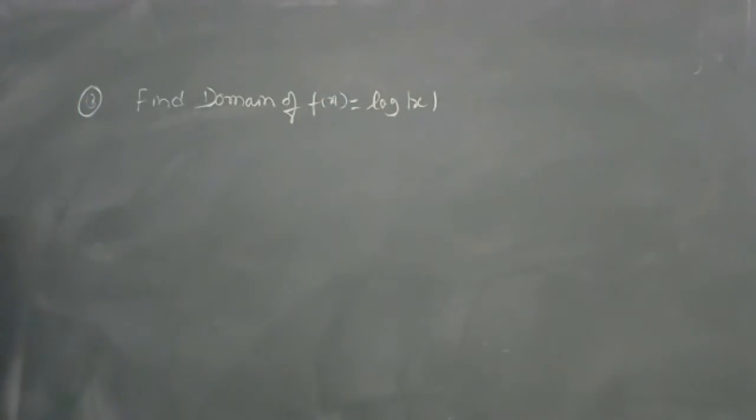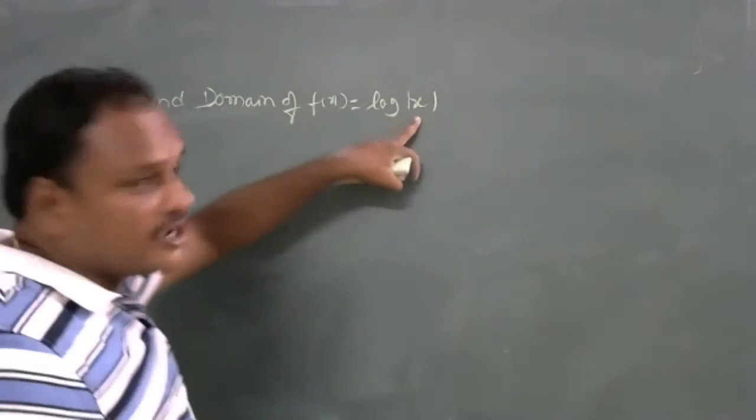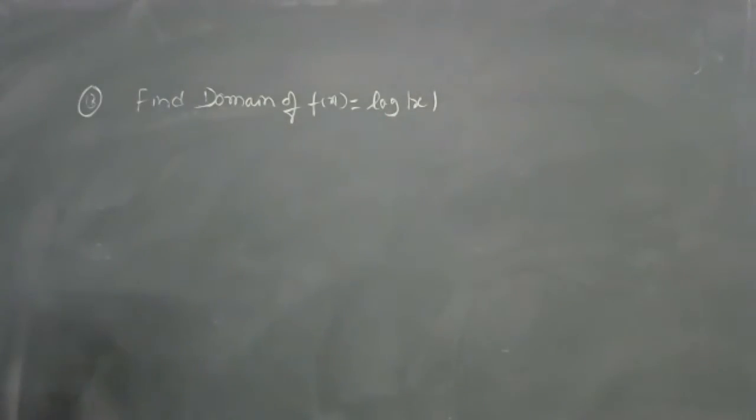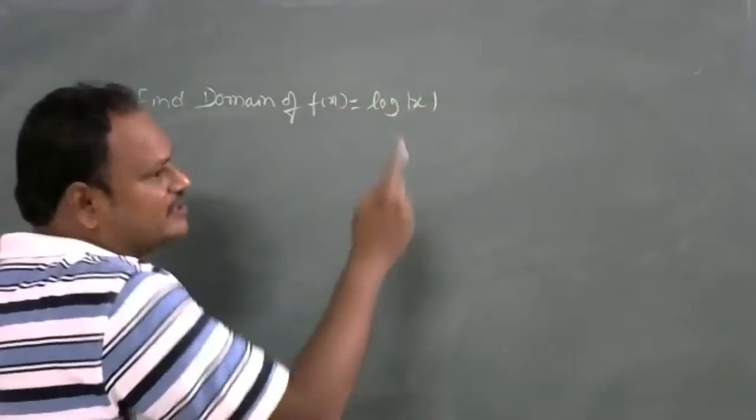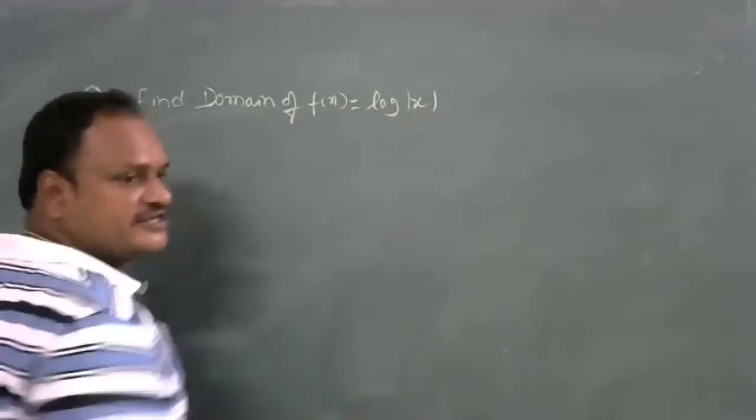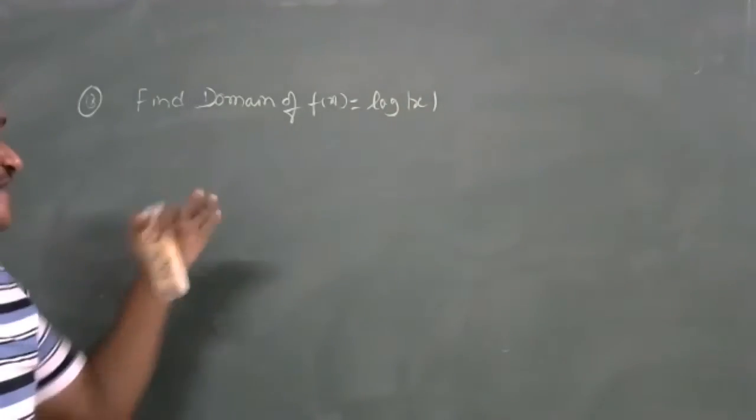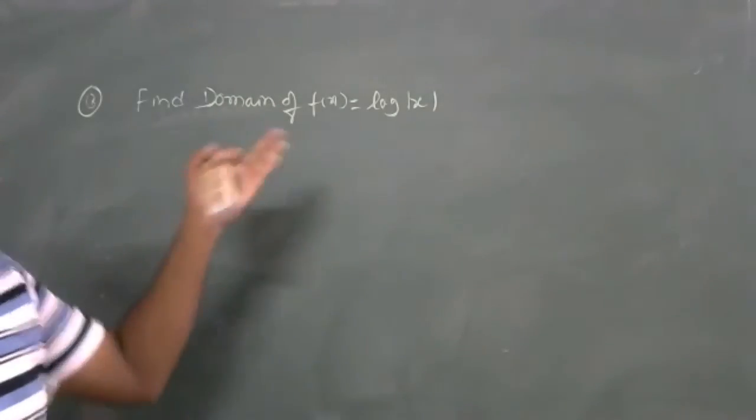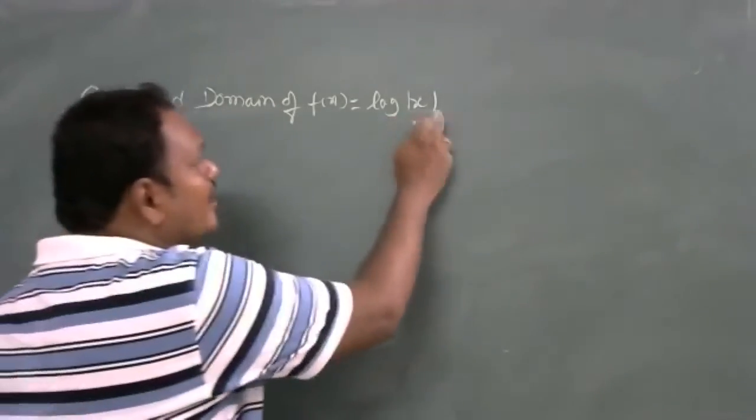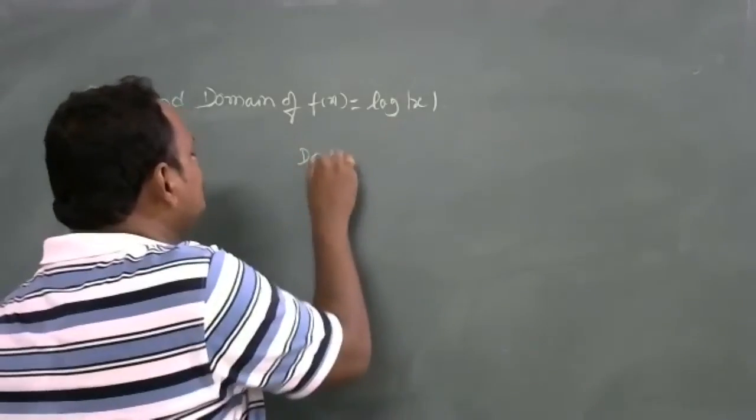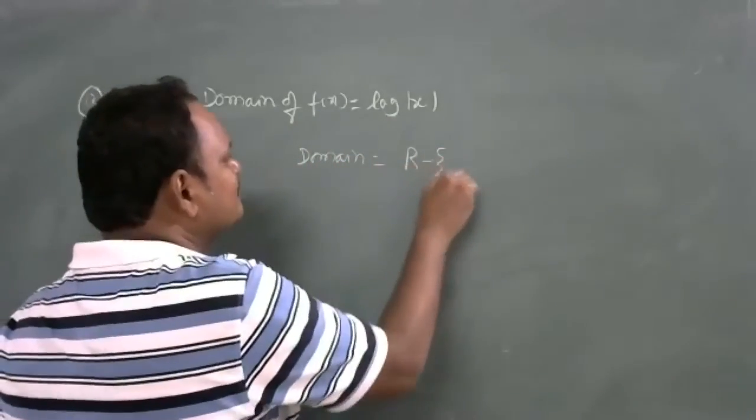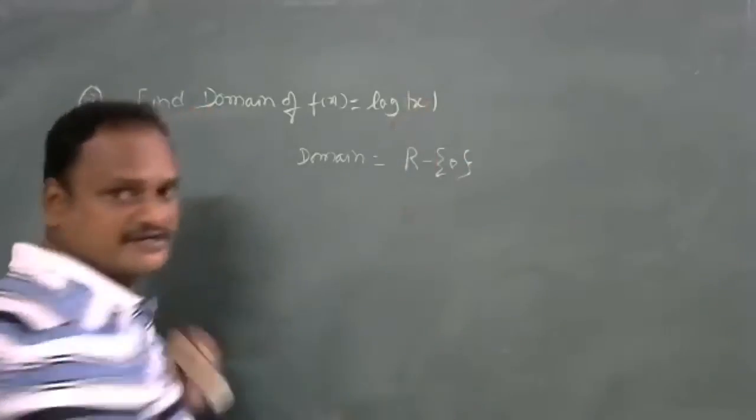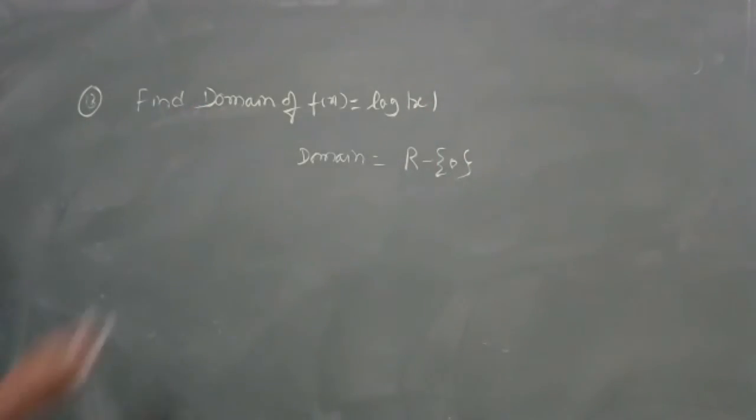What is the domain of log of mod x? You know that log will take only positive numbers. Here it is given log of mod x. You know that logarithms are not defined for 0. Log 0 is not defined, and for any value except 0 it is defined. Log 1 is 0. Therefore, since we have mod x here, the domain is all real numbers except 0. R minus 0 is the domain.